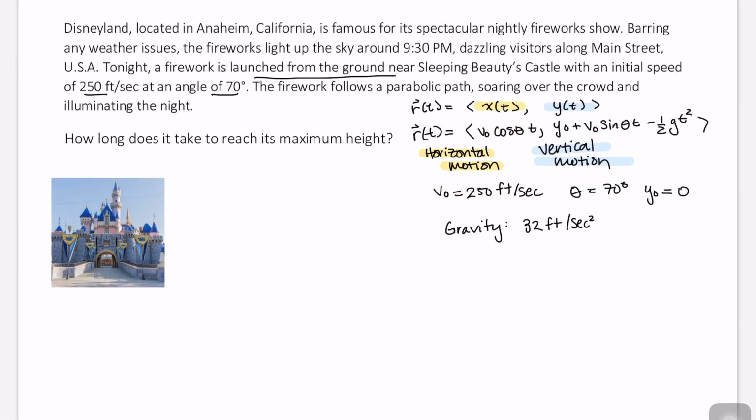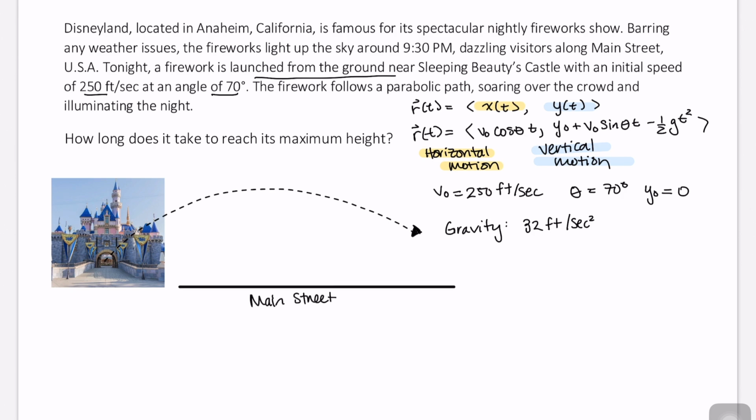Here is Sleeping Beauty's castle, and the firework is shot directly from the front of Sleeping Beauty's castle in that direction. I mean, Main Street's technically in front of it, but I did not find a sideways picture. So there you go. We're pretending this is facing Main Street here. There we are. So that's Main Street. And we're interested in the maximum height. We're actually interested in how long it takes this firework to reach its maximum height.